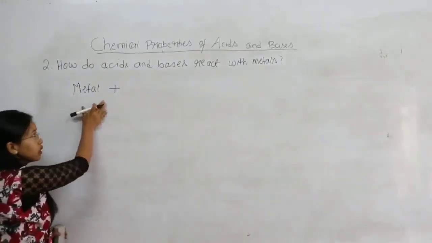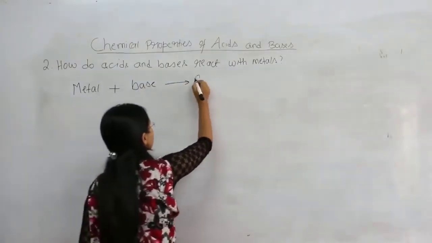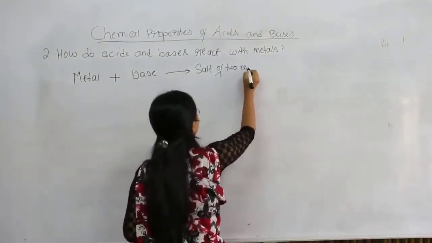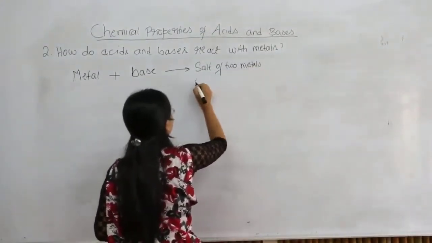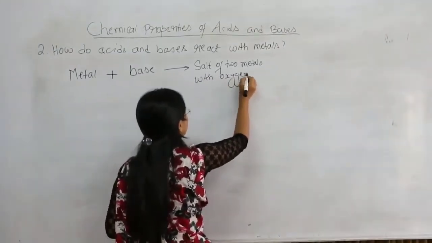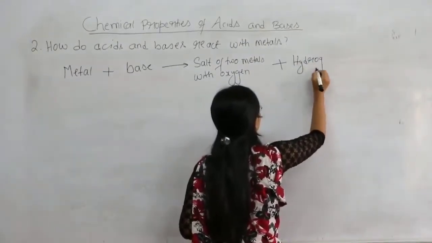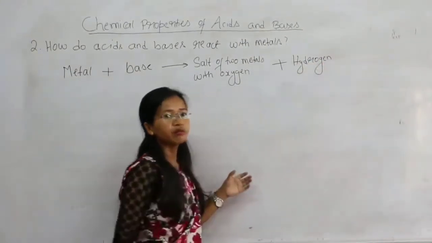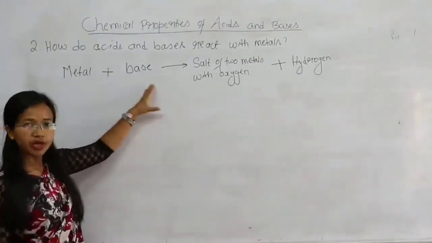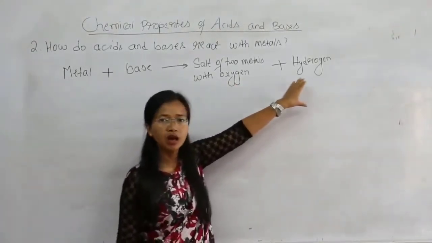Now metal will react with base, you will get salt of two metals with oxygen plus hydrogen. Right? Plus hydrogen. So this is the reaction of metal with a base. You are going to get salt of two metals with oxygen plus hydrogen.